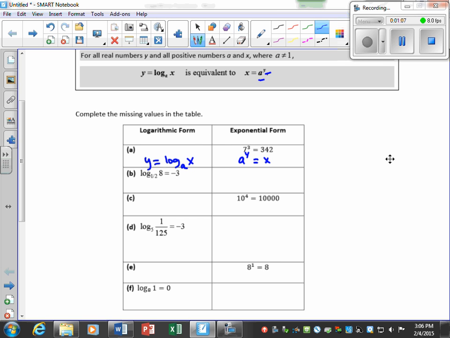All I'm going to do is copy this here and now plug in these values into this format. So that's going to be the y is what? 3. 3 is equal to log. The base a is 7 and x is 342. So let me move these out from underneath so you could see we went from this exponential form and put it into logarithmic form by converting it over.